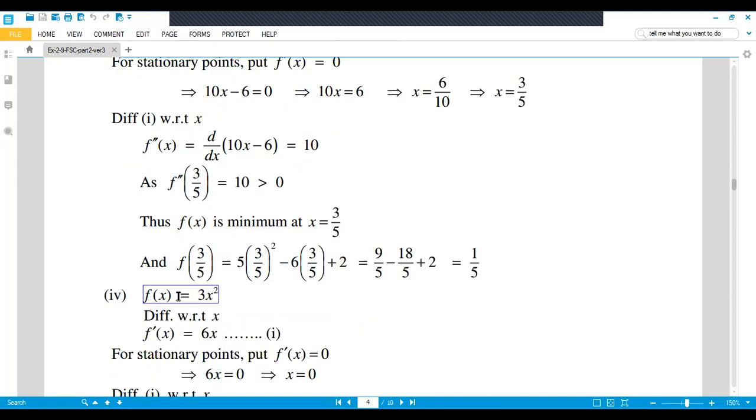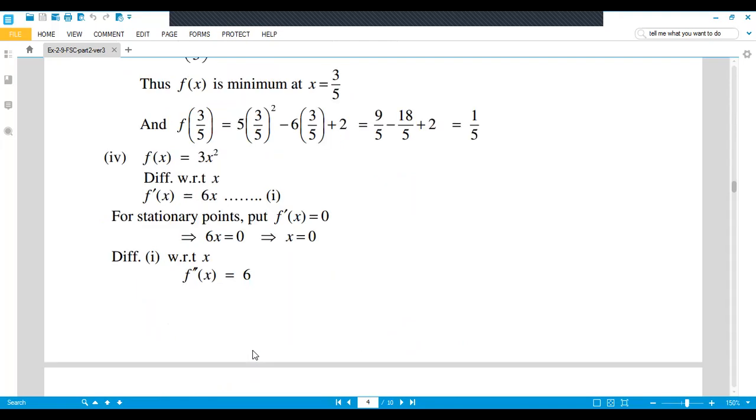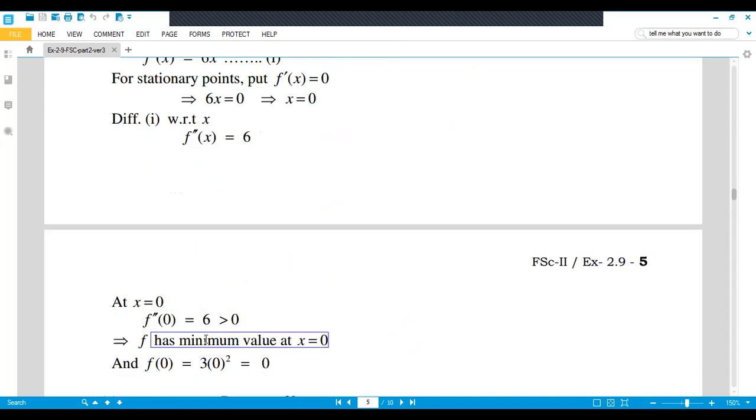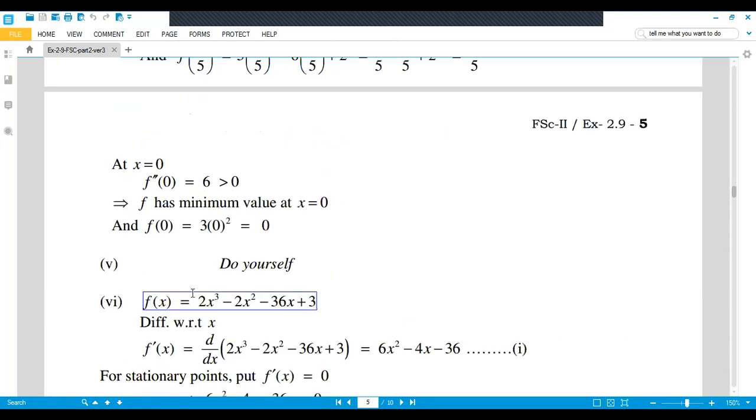So now come to the fourth part, 3x square. You take the first derivative, it is 6x. To find the stationary point, 6x equal to 0. So 6 multiplying here is shifted to the other side as a divisor, so x is equal to 0. Now you differentiate again. When you differentiate again, you will get 6. So 6 is greater than 0. So f has a minimum value at x is equal to 0. So 0 you put in the given question, so you will get 0 as the answer. The fifth one you do by yourself.